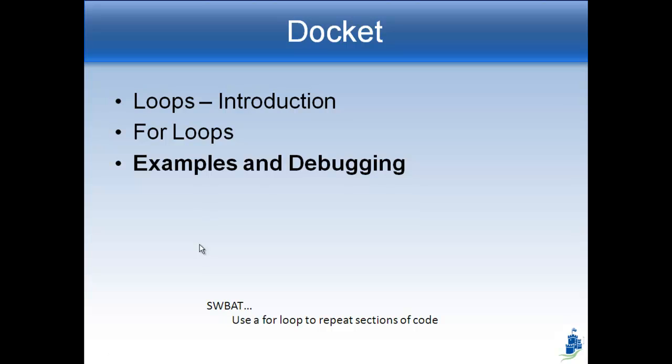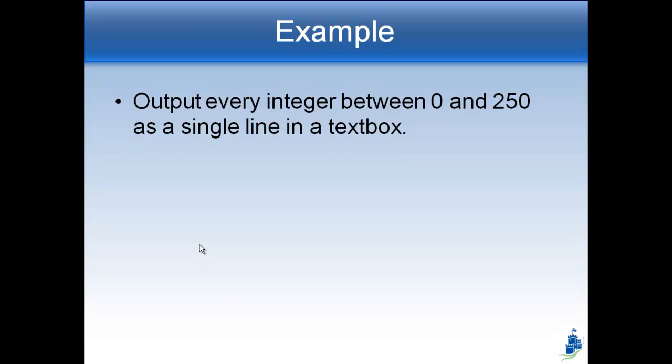Okay, so let me show you some more examples, and I'm also going to teach you a technique within Visual Basic about how to do debugging. And some of you may have seen me do this to your code when I'm trying to figure out what's going wrong, and it's going to become particularly useful in the context of loops. Here we go. So this is the first example that we're going to do. We're going to output every integer between 0 and 250 as a single line in a text box.